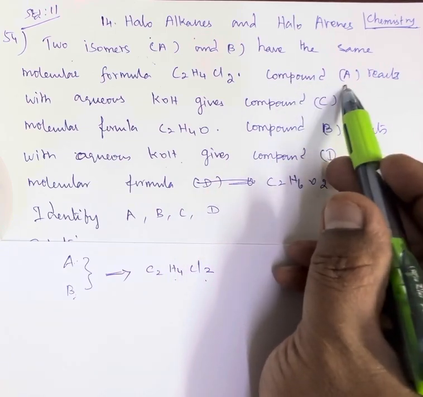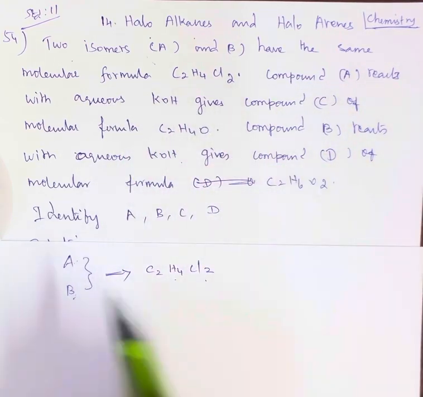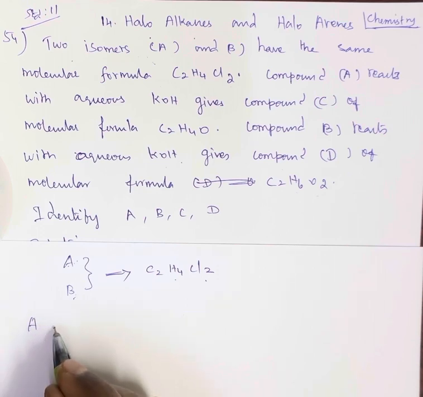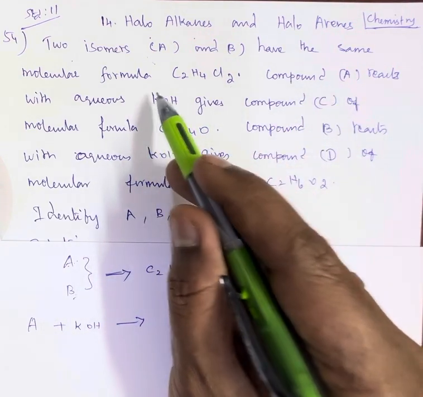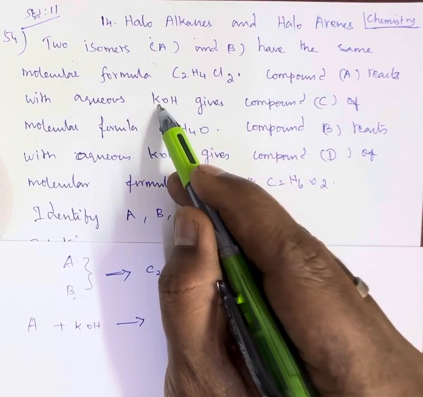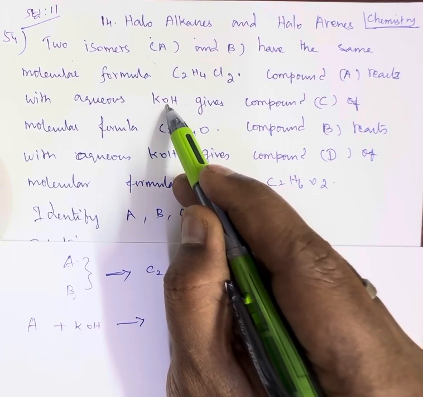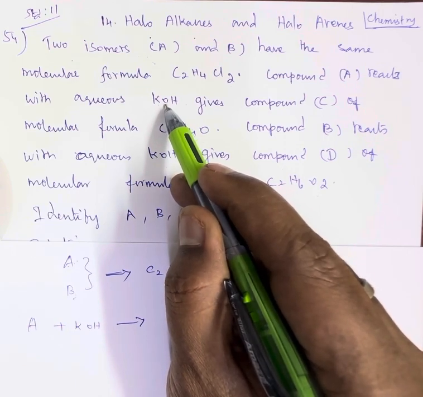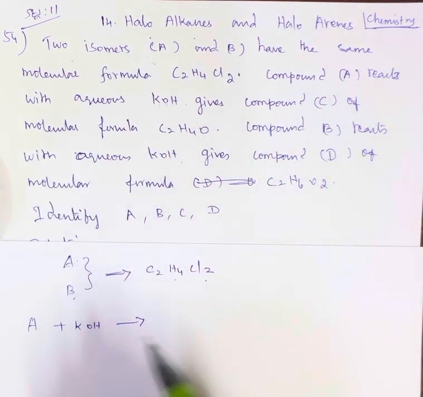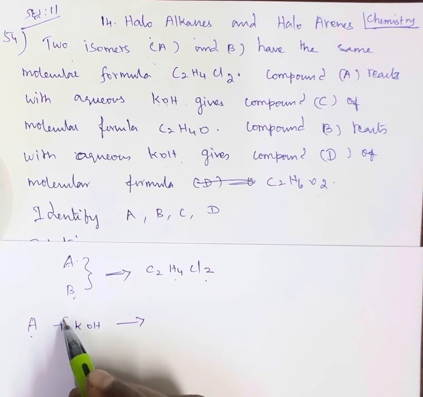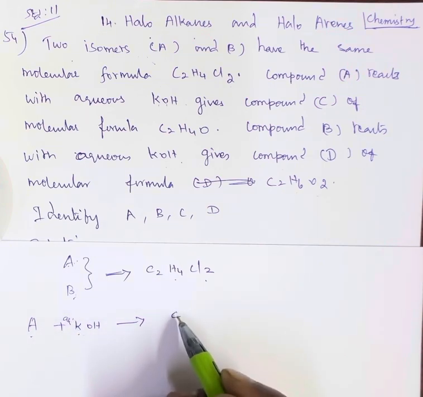Then compound A reacts with aqueous KOH. Aqueous KOH means KOH, that is potassium hydroxide, taken in water, which means aqueous. So A reacts with aqueous KOH and gives compound C. Its formula is C2H4O.